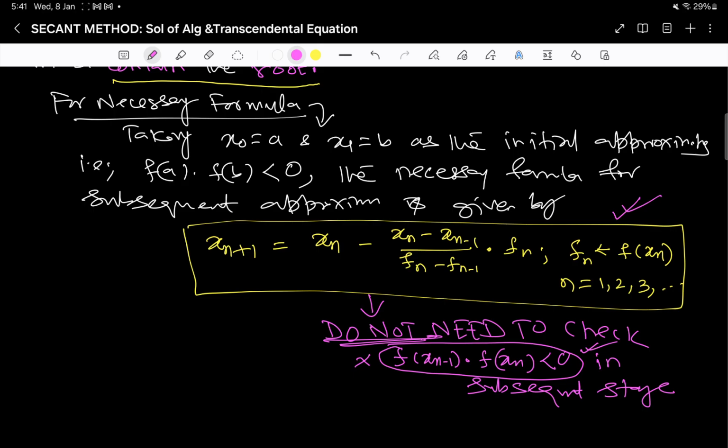That means here the convergence may not be ensured, but if at all it converges, then it must converge faster than the previous method, right?